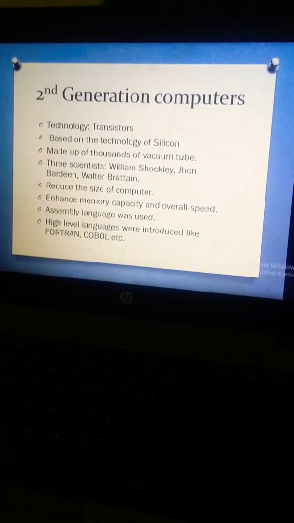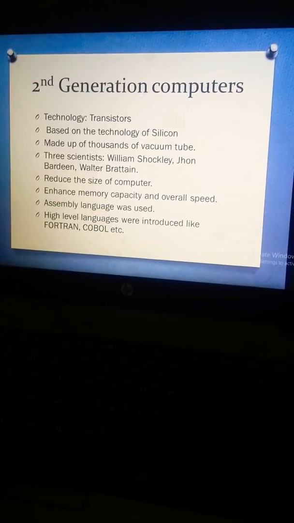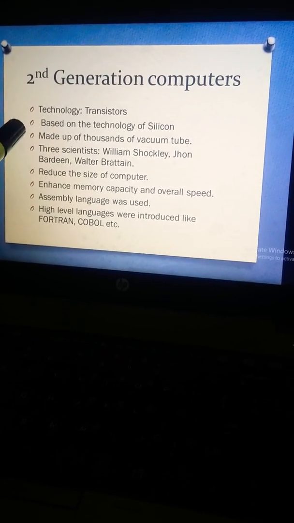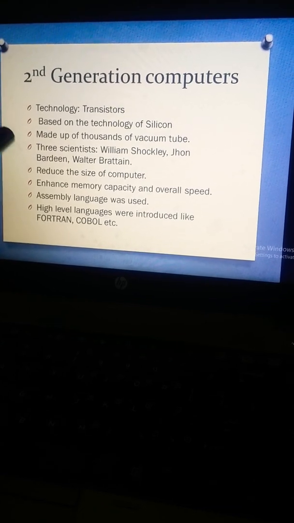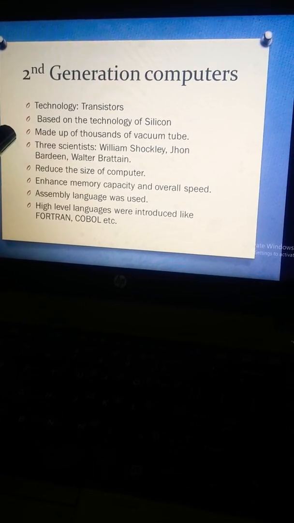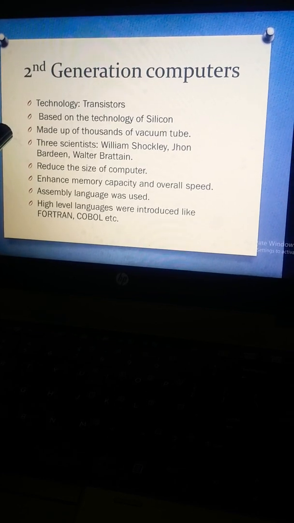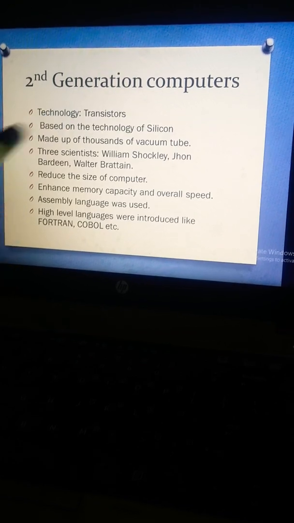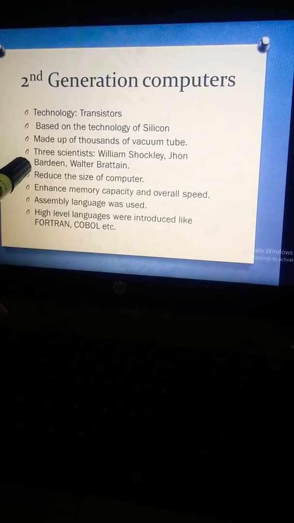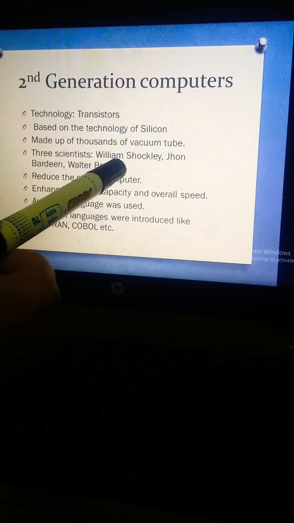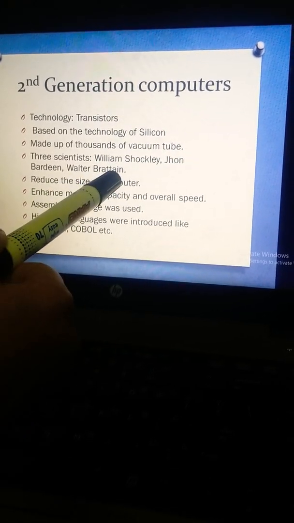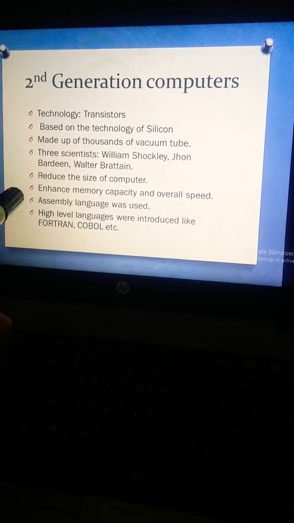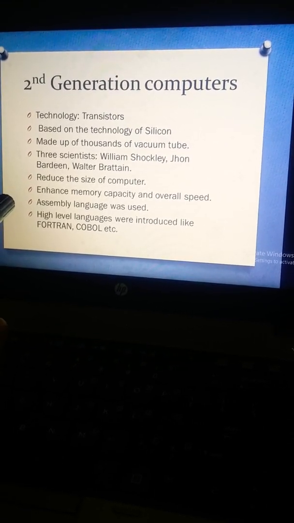Now, second generation. In second generation, we discussed that the technology was the transistor. It was based on silicon technology, and it replaced the need of hundreds and thousands of vacuum tubes with transistors. Three scientists were involved in the invention of transistors: William Shockley, John Bardeen, and Walter Brattain. It reduced the size of computers to a great extent, and enhanced memory capacity and overall speed.